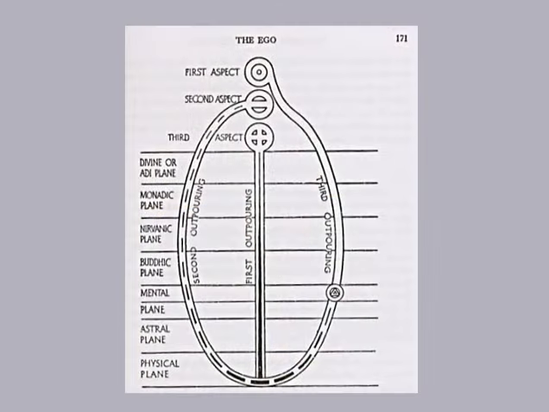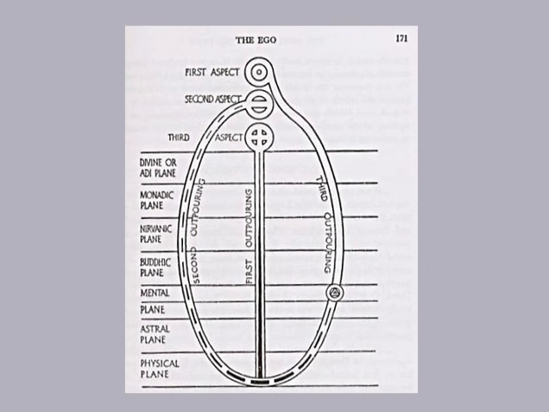So we're turning to the explanation of the diagram on page 171. It begins with an ovoid. The words at the top say the ego. Then there is the first aspect, the second aspect, and the third aspect. You can see the division of planes, the lowest plane being the physical on the diagram, the physical plane, goes through the astral plane, the mental plane, and then we enter what is called here in theosophy the Buddhic plane, which is accurate, then the nirvanic plane, the monadic plane, and the divine or adi plane.